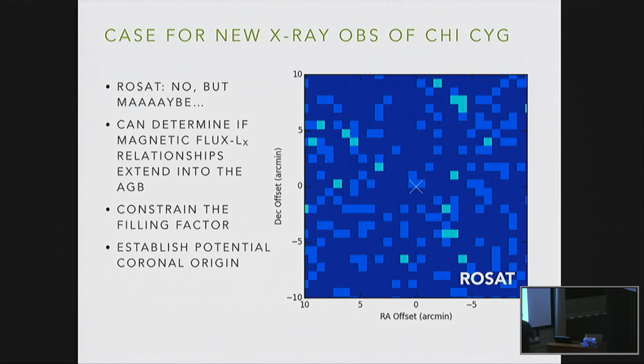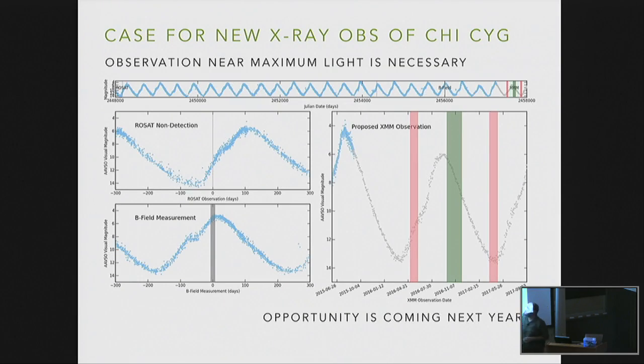And I'll tell you why. When you look at the part of the light curve where this ROSAT observation was taken, it was happening during a trough in the visual light curve of this object. And the magnetic field measurements are coming from this peak here. So we need to hit that peak in order to be consistent with what we expected the magnetic field strength to be.